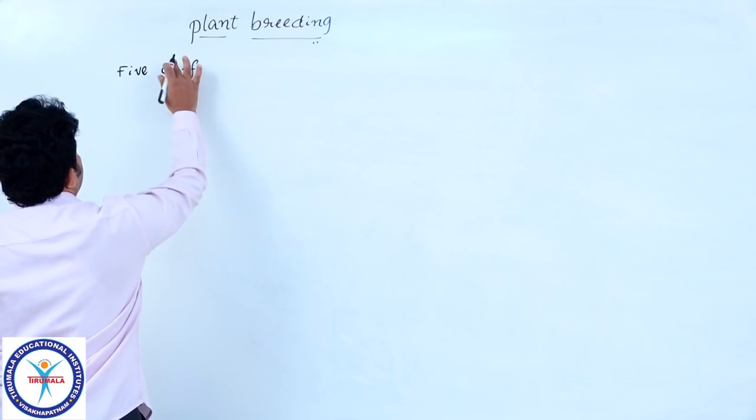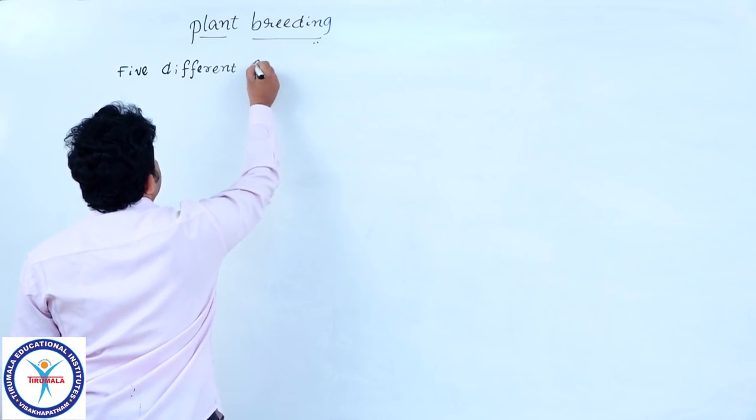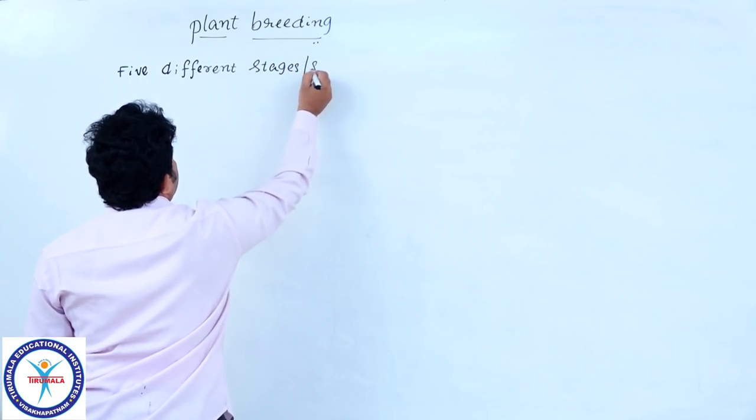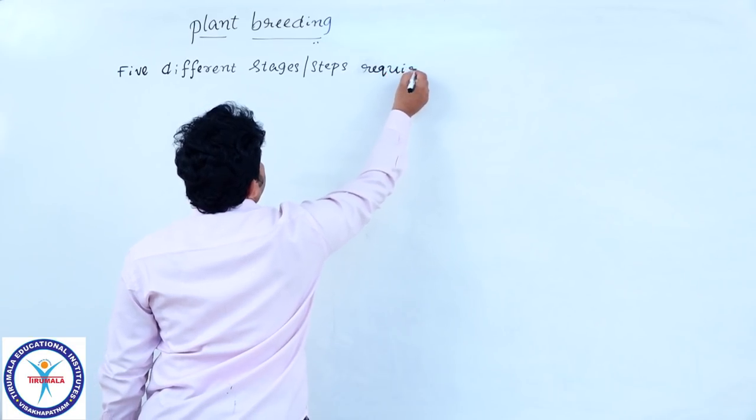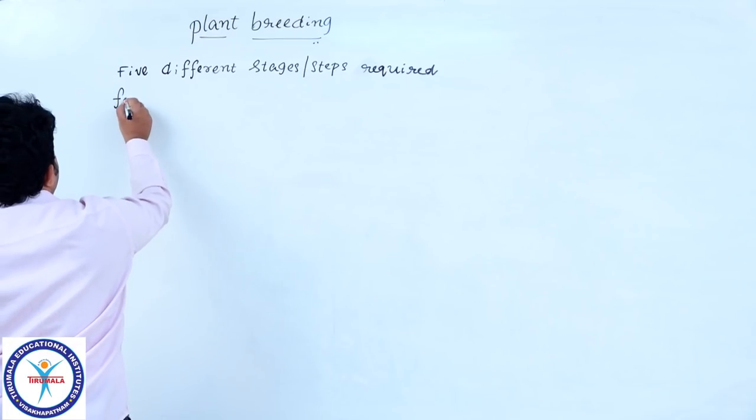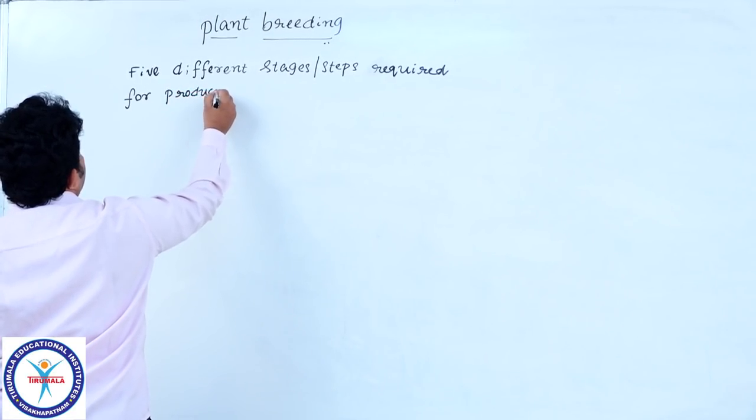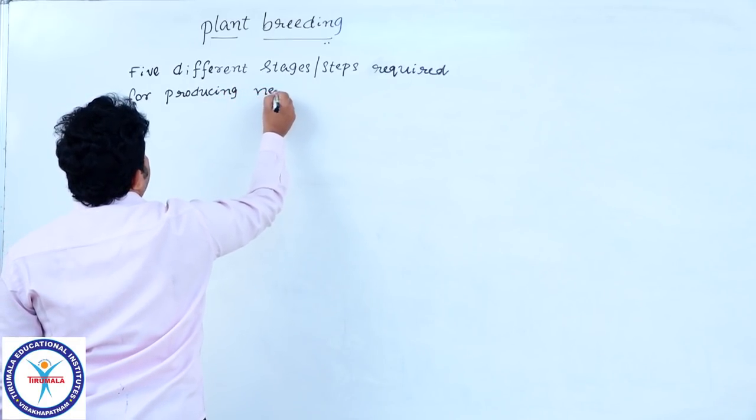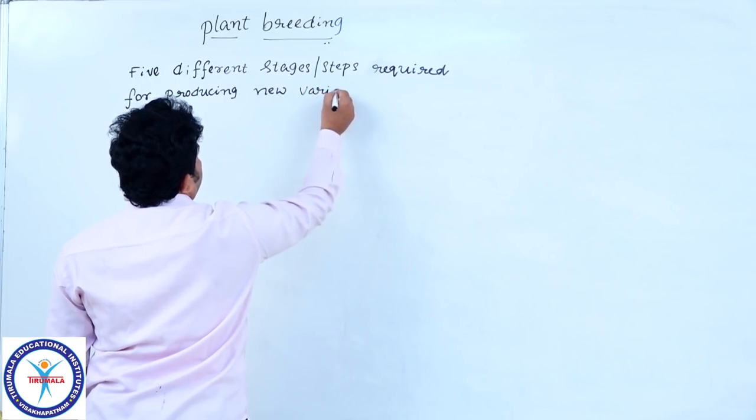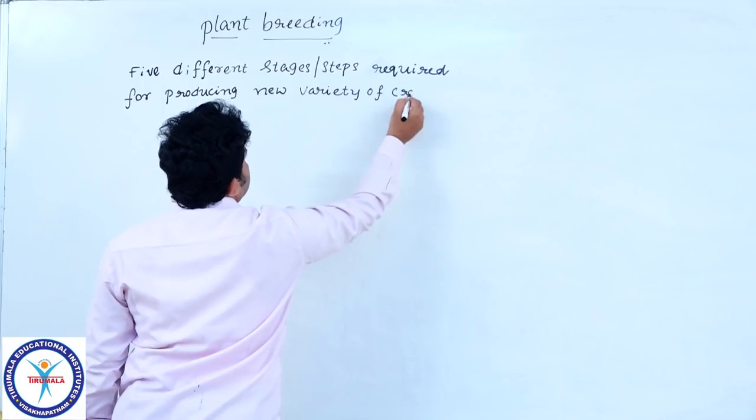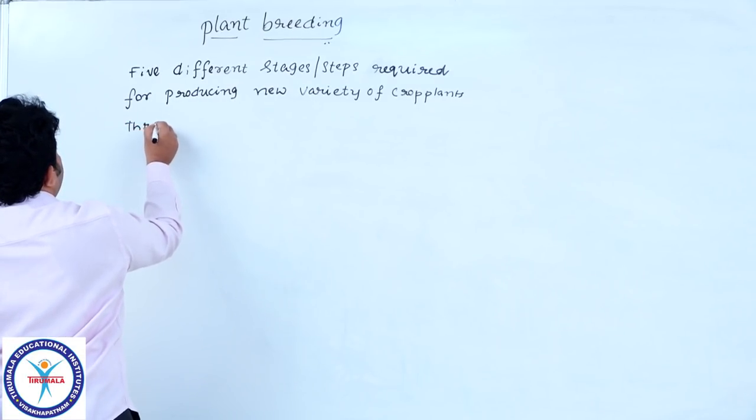Five different stages or steps required for producing new varieties of crop plants through plant breeding.